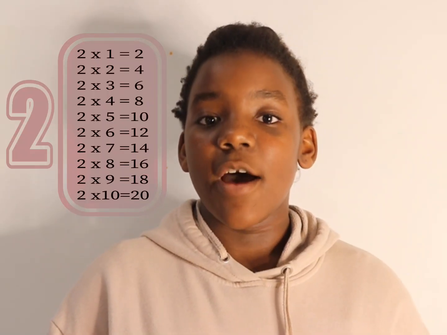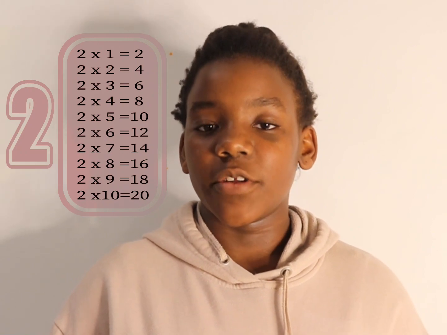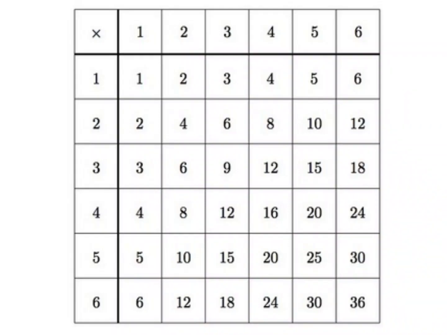Multiplication tables help us to remember the results of multiplying numbers. For example, from the table, we see that 3 times 4 equals 12. Learning multiplication tables makes it easier to multiply numbers quickly. So multiplication helps us to find the total of equal groups.